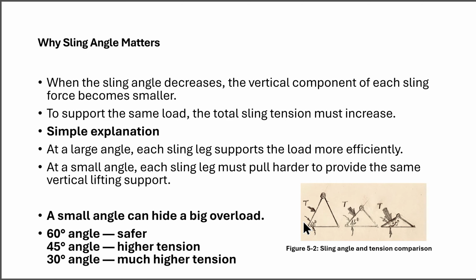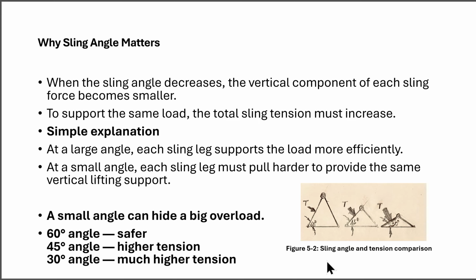Why do sling angles matter? When the sling angle decreases, the vertical component of each sling force becomes smaller. To support the same load W, the total sling tension must be increased, because theta is decreased, tension is increased. Theta getting small, tension getting large.